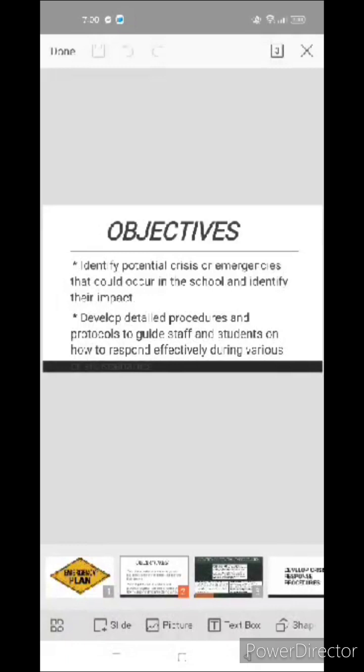For the objectives of our report, first is to identify potential crises or emergencies that could occur in the school and identify their impact. Second is to develop detailed procedures and protocols to guide staff and students on how to respond effectively during various crisis scenarios.